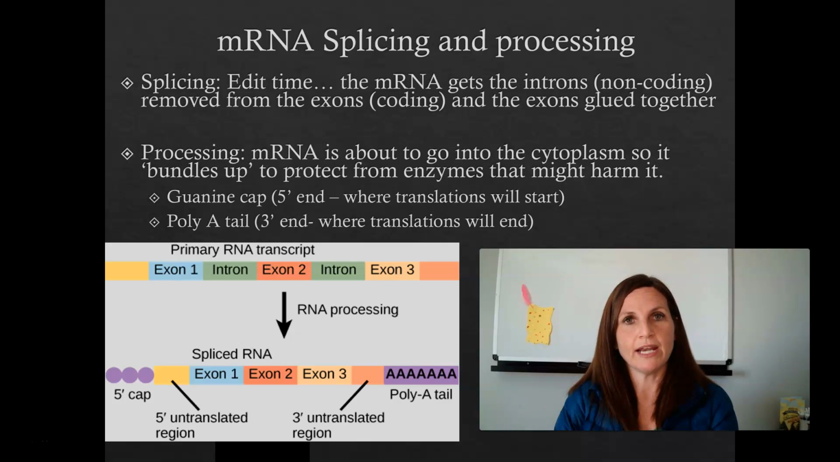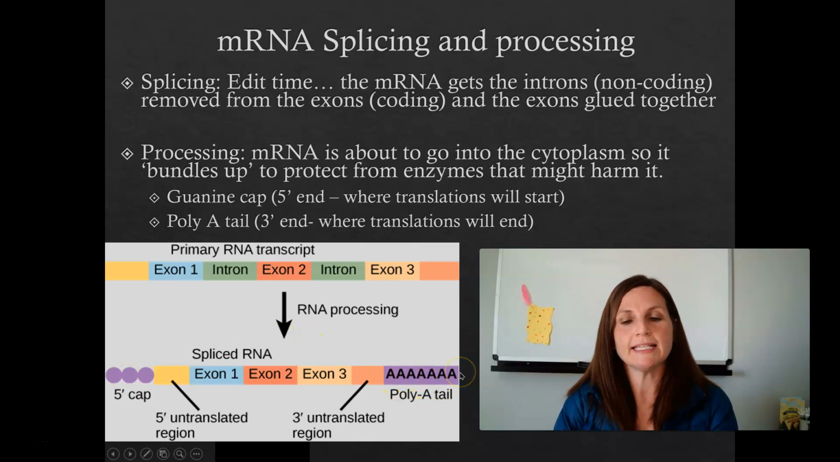So the mRNA gets processed. It gets a guanine cap on the 5' end, and this helps the ribosome to find the portion of mRNA that needs to be transcribed. And it gets a poly-A tail.